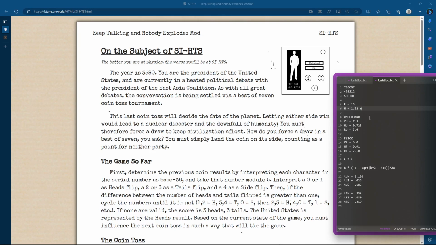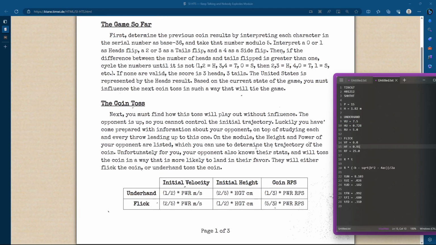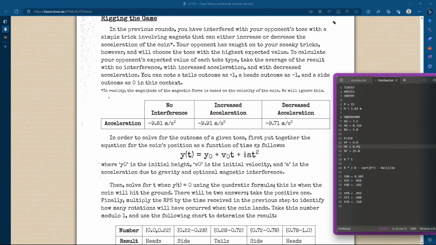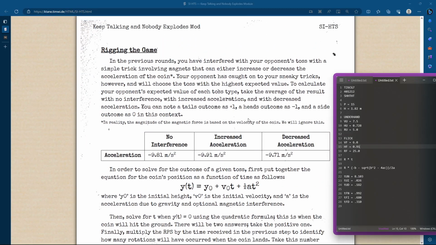Okay, so now we have our velocity, height, initial velocity, initial height, and rotations per second of underhand and flick. Now that we have all of these, what do we do with it? Well, this is where we come in. You see, they can control whether they do underhand or flick, but we have a magnet we can increase or decrease the acceleration due to gravity from.